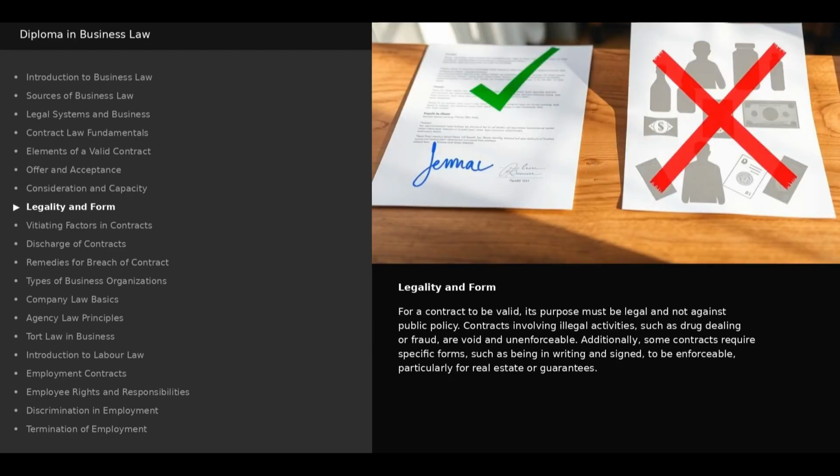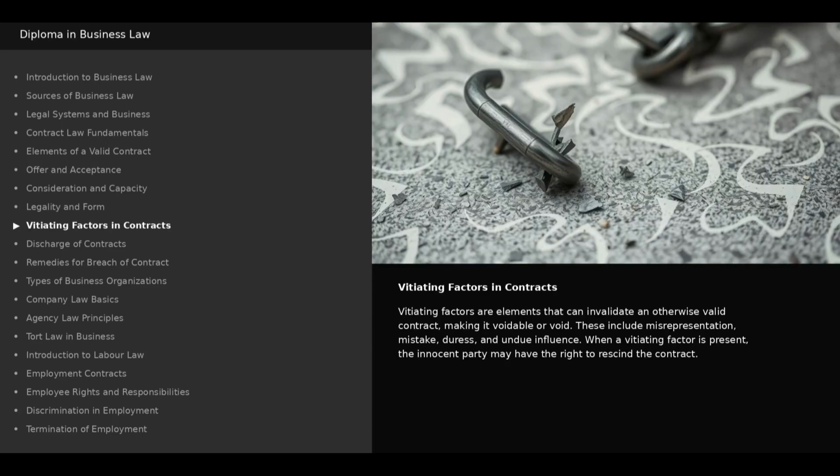Legality and form. For a contract to be valid, its purpose must be legal and not against public policy. Contracts involving illegal activities, such as drug dealing or fraud, are void and unenforceable. Additionally, some contracts require specific forms, such as being in writing and signed to be enforceable, particularly for real estate or guarantees.